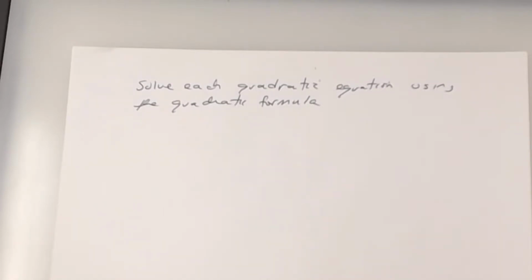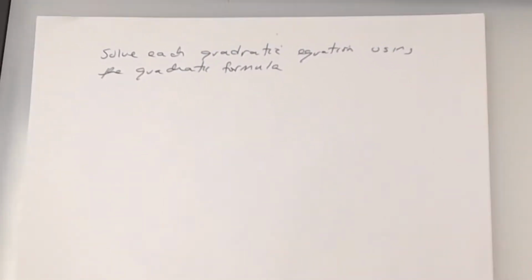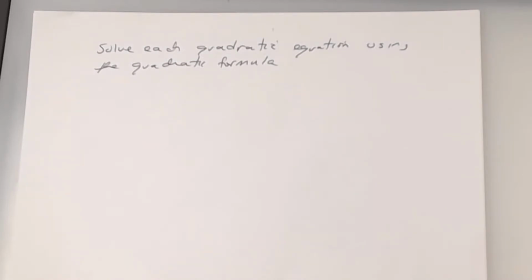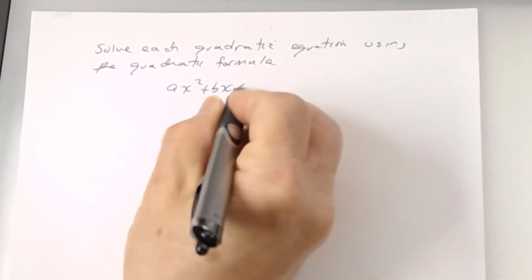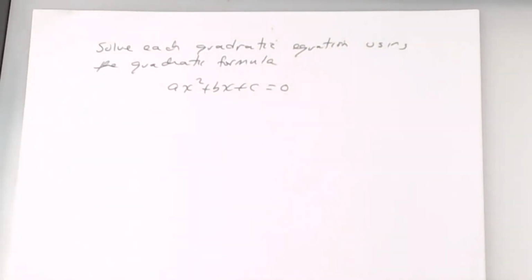All right, so we're going to solve each quadratic equation using the quadratic formula. Remember, we are dealing with a quadratic equation. What is the general form of a quadratic equation? ax squared plus bx plus c equals 0. So your quadratic equation has that form.